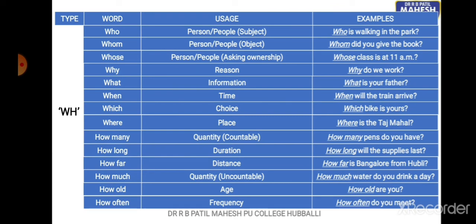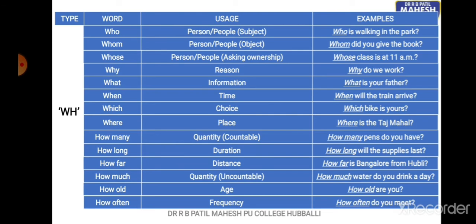And finally, how often. This is used to inquire about the frequency, the number of times. How often is used to seek information about frequency, that is nothing but how many times. So how often do you meet? Once a day, twice a day, etc.